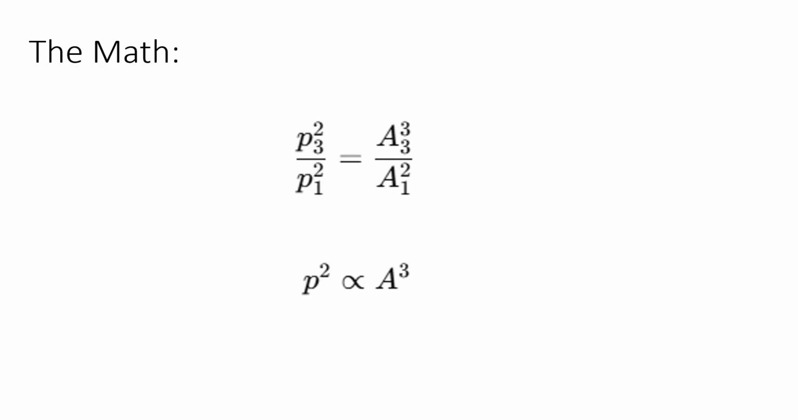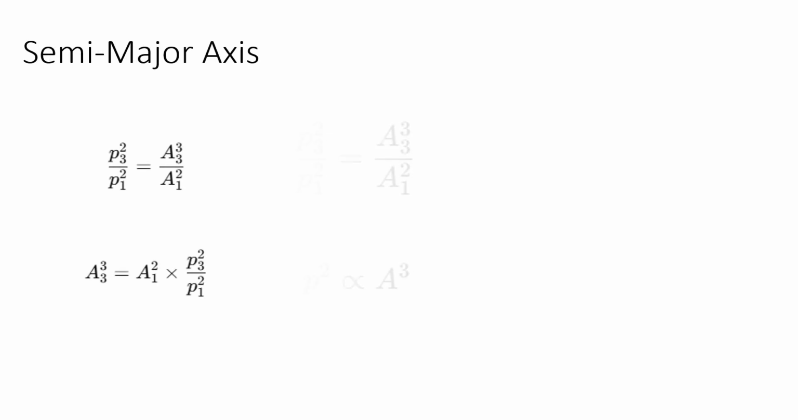I'll go to the next slide because I forgot to put it in the same slide. So you can basically rearrange this to have a3 cubed, which is basically what you're trying to isolate to get the semi-major, right? And then you take the cube root on both sides, solve for a3, and then you would get your semi-major.